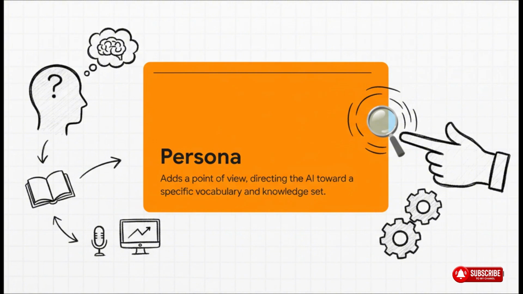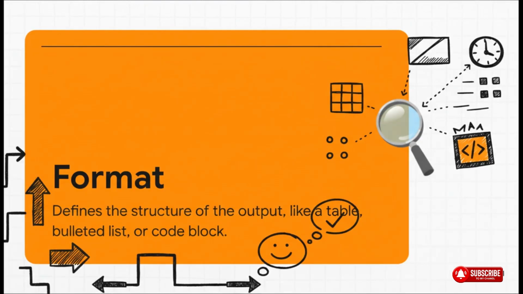Asking for a workout program is fine, but asking it to act as a physiotherapist? Whoa. Now it's pulling from its data on anatomy, safety, proper technique. The quality just skyrockets. And this one? This trick is a huge time saver. Instead of just getting a big wall of text that you have to fix yourself, just tell it what you want. Ask for a table, a bulleted list, or even a block of code. You get something you can use immediately.